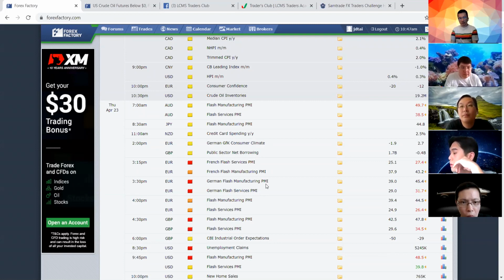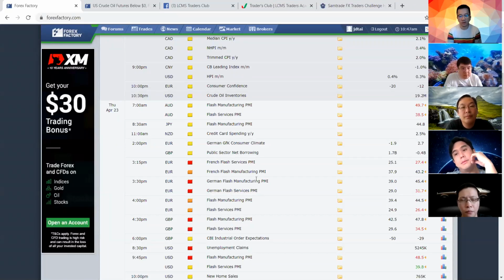And the way the eurozone has been in shutdown, I anticipate that these PMI numbers are likely to be a bit more negative, a bit more contractionary. So I'm anticipating slightly not so good news coming from the eurozone.